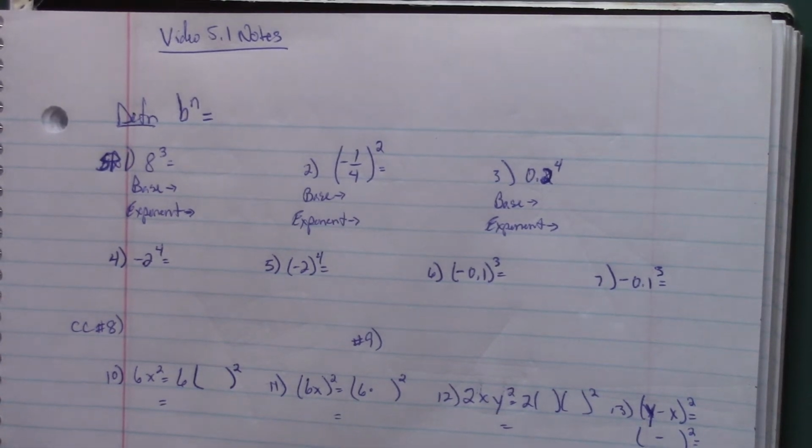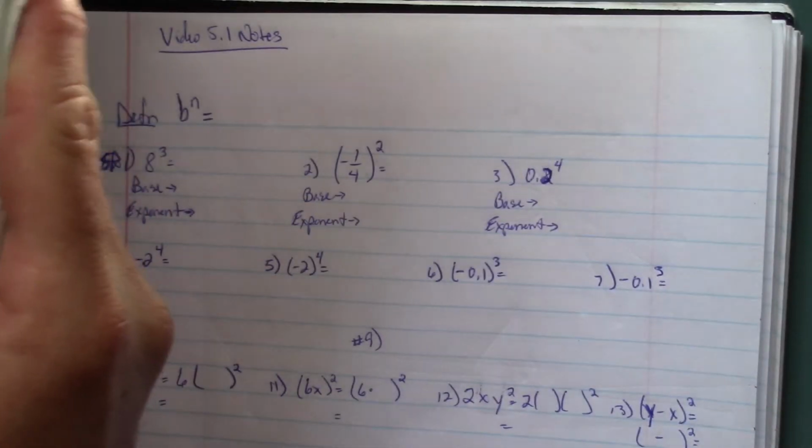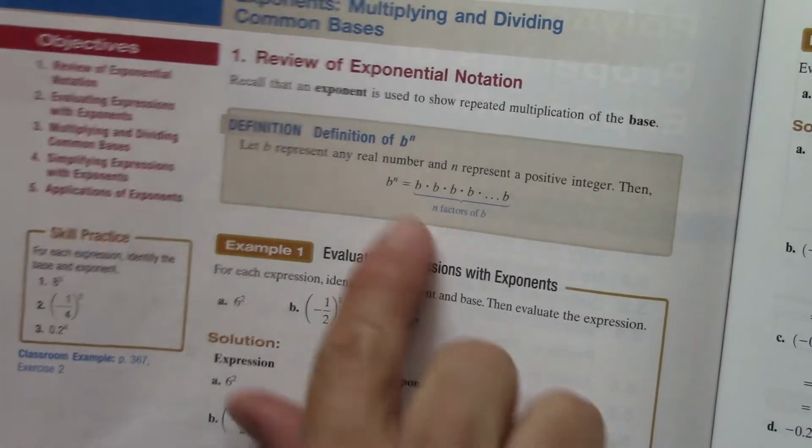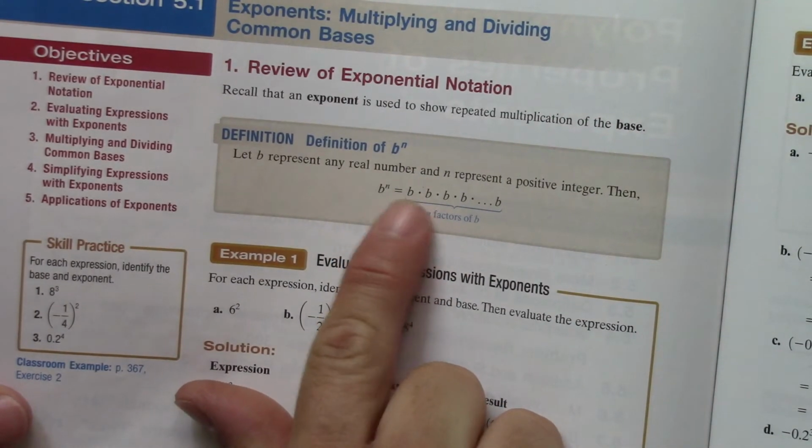Alright, y'all, here come the notes after the test. Section 5.1, this is chapter 5, is all about exponents. A good review for many of you who might have forgotten some of the exponent rules. I'm starting on the first page, on page 360 if you want to join me. And we're talking about this definition and what it means.